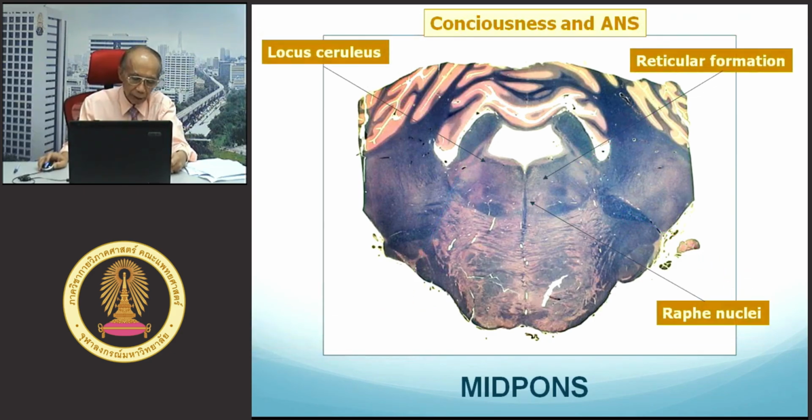Next is the consciousness and the autonomic nervous system, which will include the reticular formation, the raphe nuclei, and the locus ceruleus.